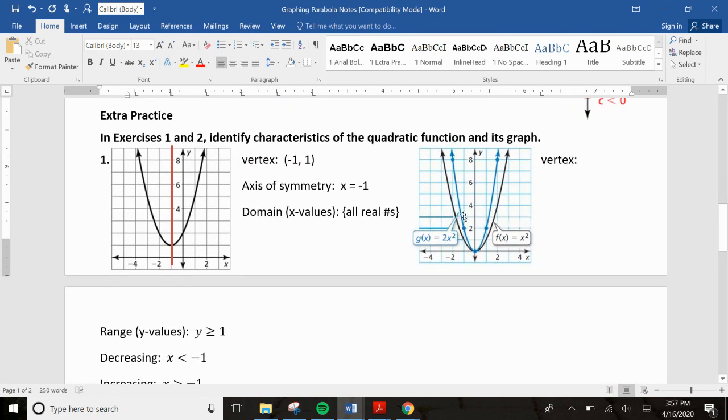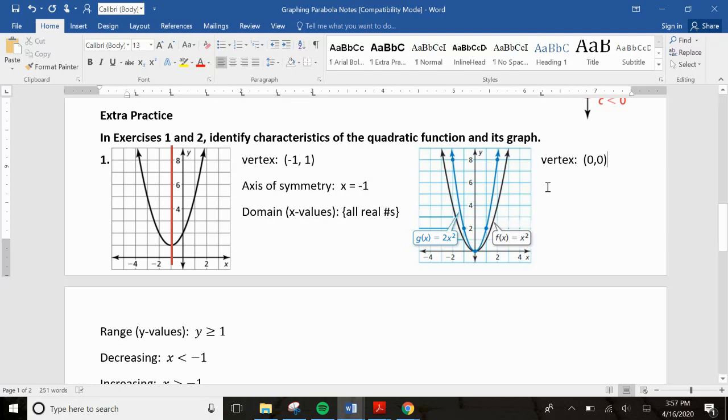That's why this function g of x equals 2x squared, the coefficient of x squared, 2, is greater than 1, making a skinnier, also known as narrower, parabola. Okay, so our vertex in this situation, they both happen to be at the origin, which is 0, 0.